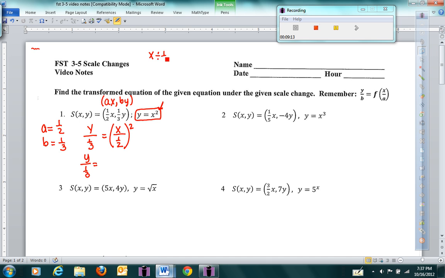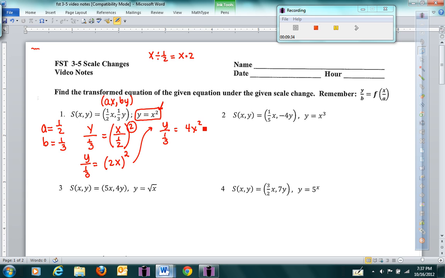X divided by 1/2 is the same thing as x times 2, isn't it? So that becomes 2x. But we still have to do what to it? We have to square it. So by order of operations, I'll come over here. We have y divided by 1/3 is equal to 4x squared, isn't it?